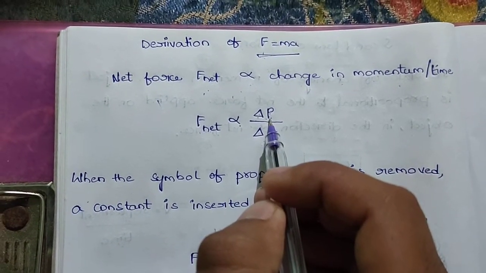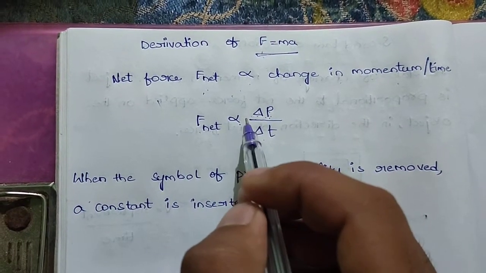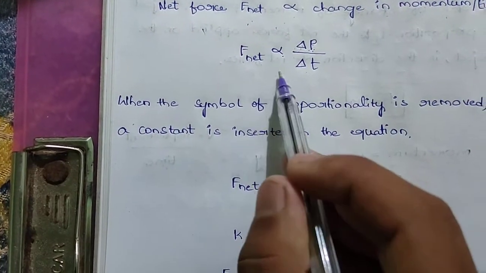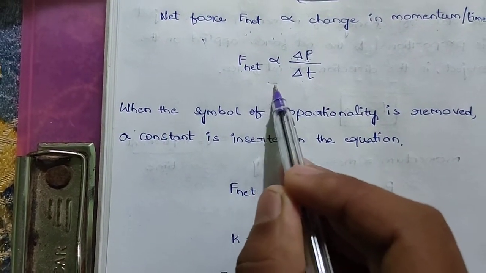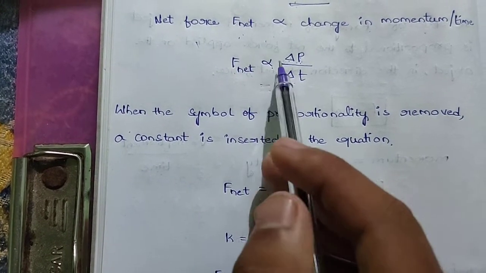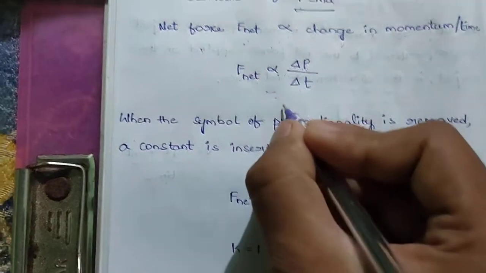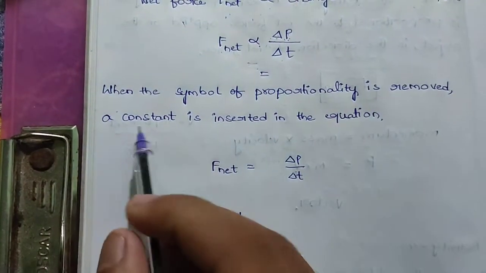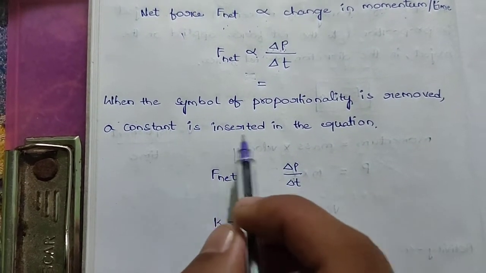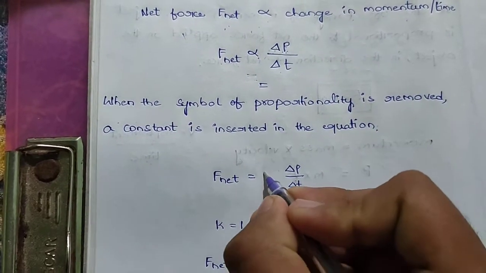So in short we can write it as delta. Now see, it is not a perfect equation, there is no proportionality symbol, sorry, no equality symbol. So if I want to remove this and place an equality symbol, what do I have to do? When the symbol of proportionality is removed, a constant is inserted in the equation. The constant which is inserted is k.